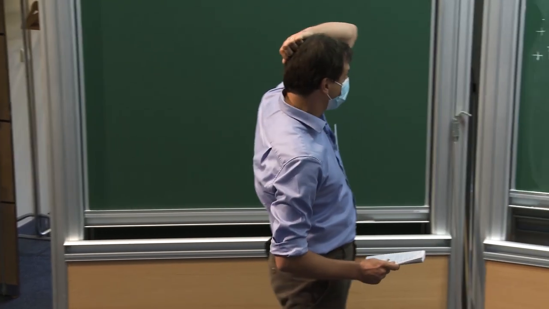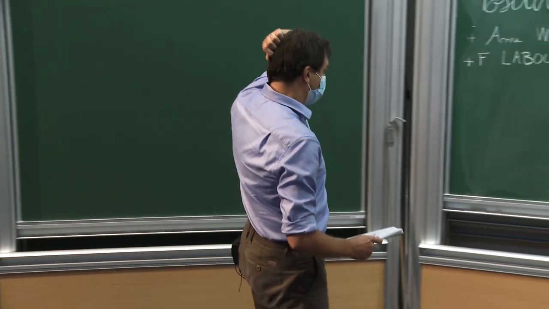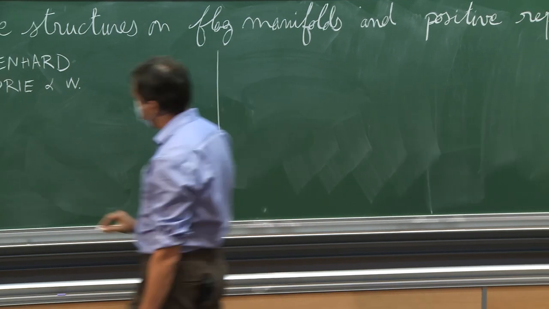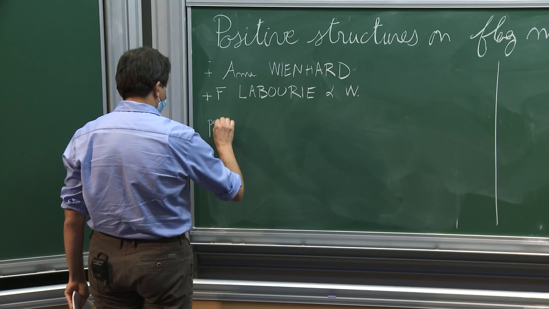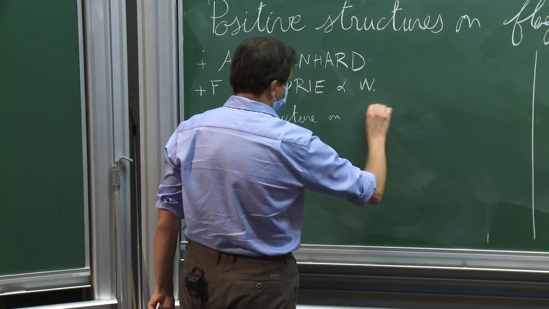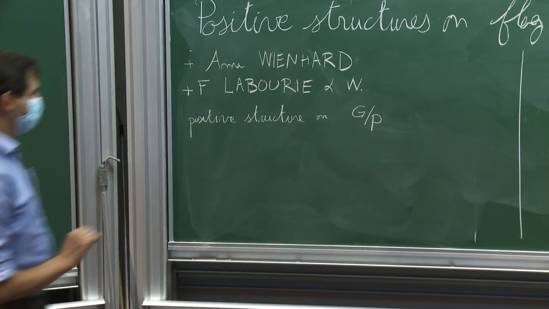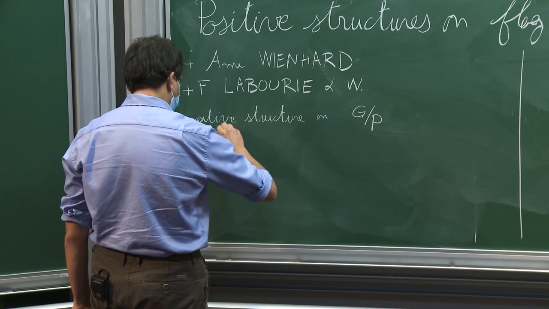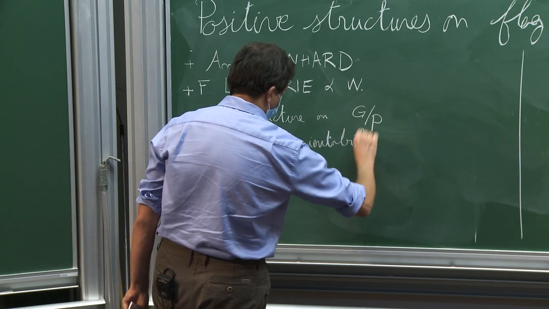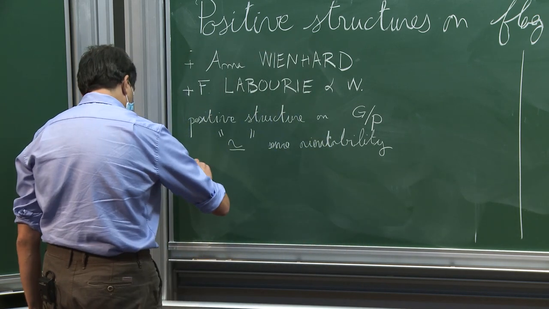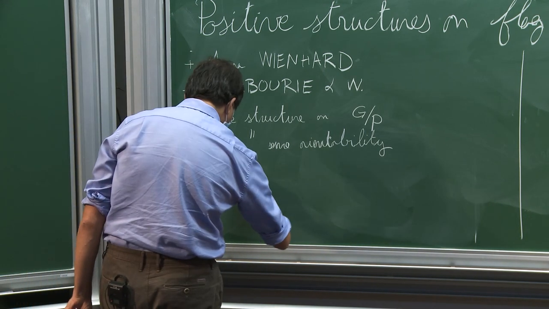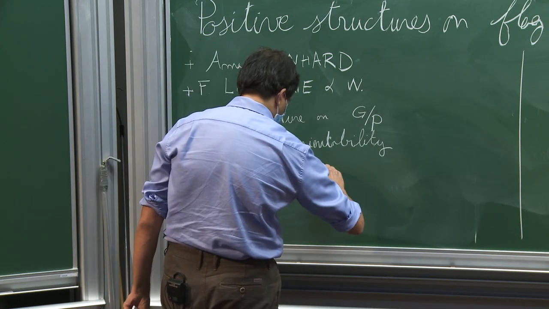I would like to report on some joint work with Anna Wienhard and François Labourie, which tries to give a positive structure on a flag manifold, that is G mod P. I will give a precise definition later, but it's some orientability condition on this flag manifold. Our first motivating example is the circle with its orientation.